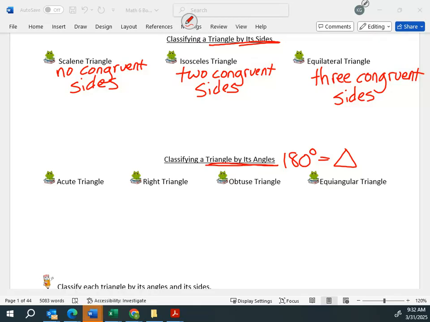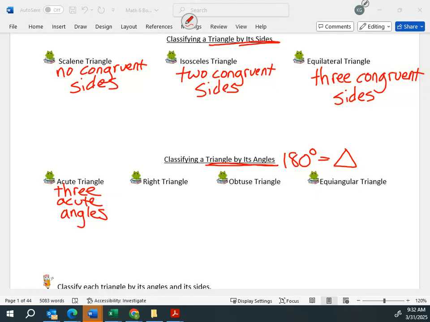You can write that to remind yourself 180 degrees is our magic number. An acute triangle has 3 acute angles. So when you label your angles, all 3 have to be less than 90 degrees, and we add them up, they all equal 180 degrees. So you could have 40 degrees, 60 degrees, and 80 degrees. That equals 180, and they're all acute.